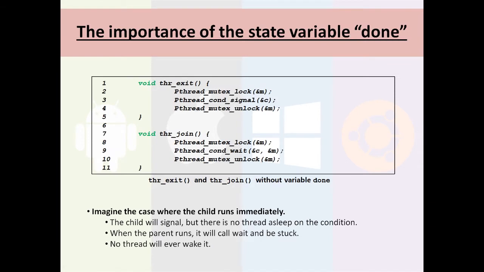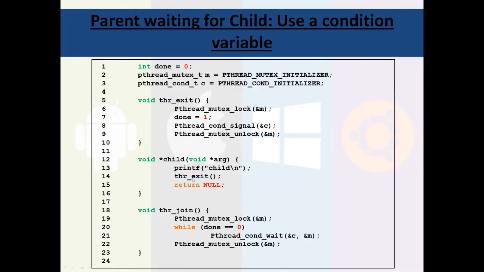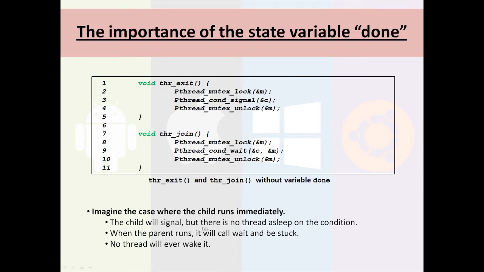Now, you can see there's quite a bit of importance of that state variable done, right? We utilize that to indicate when the child was finished. But this actually creates a few slight issues. Imagine the case where the child runs immediately. Now, in this case, the child will signal, but so the idea here is if the child runs immediately before the parent can actually get to this statement here and put itself to sleep. So that is this case that we're looking at.